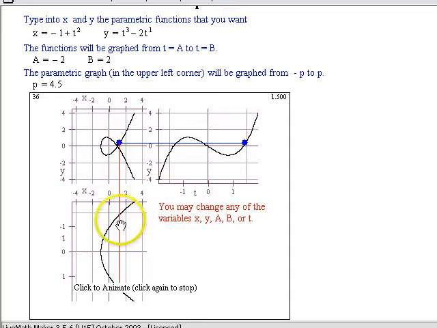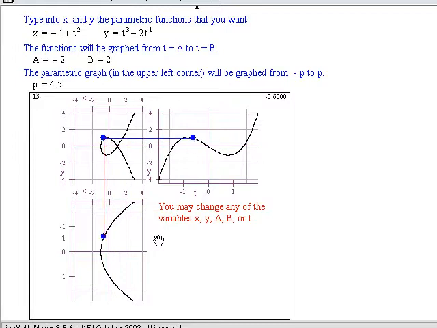However, looking at the two individual graphs leads me to a pretty good idea of what the graph of the whole thing looks like. Okay. We'll look at several more examples in subsequent videos.